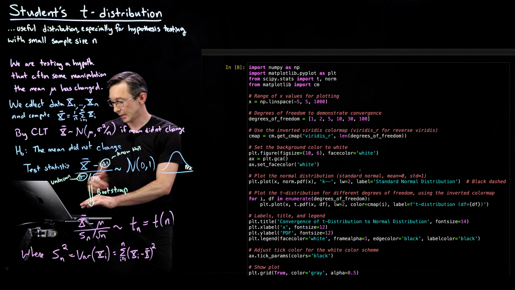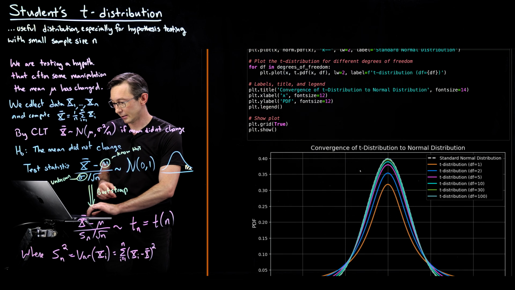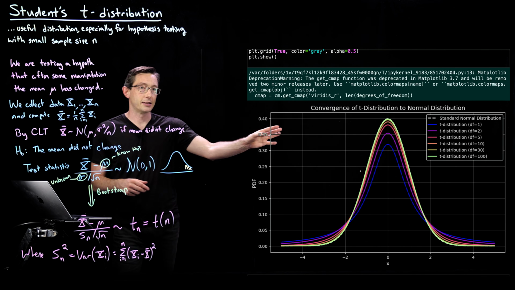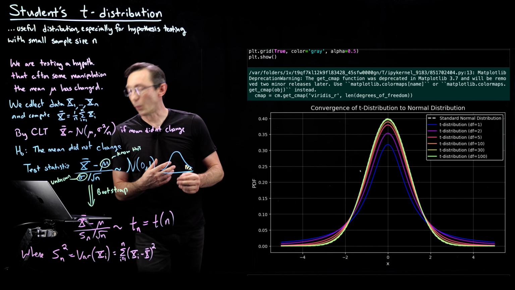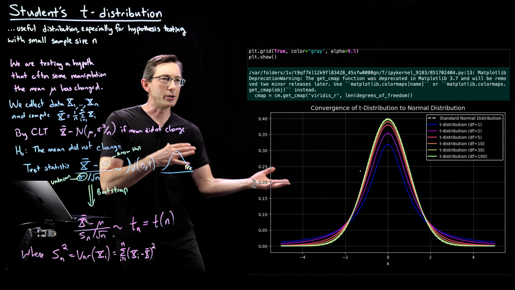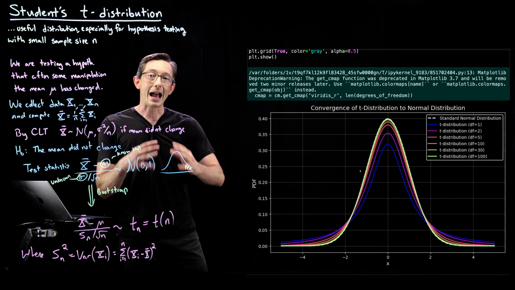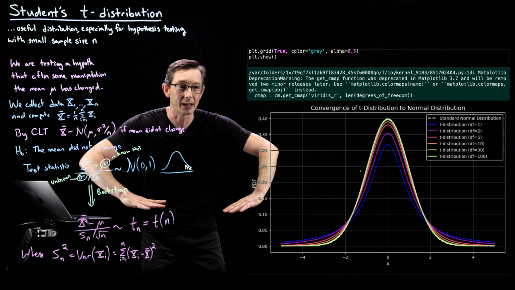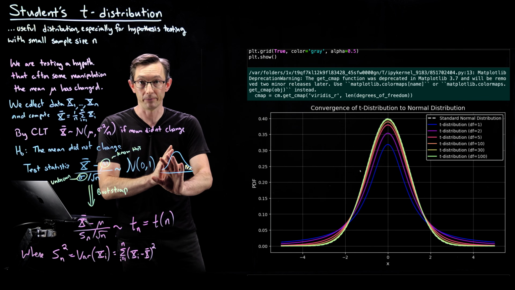So we're going to run it. And this is the plot with good colors. The white dashed curve at the very top is the standard normal distribution. And you can see from dark blue up to lighter yellow, as n increases, the t-distribution gets closer and closer to that normal distribution, okay?